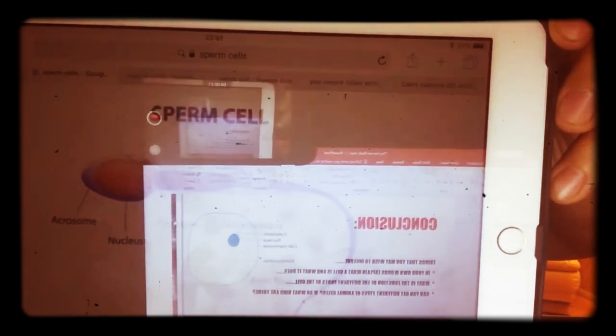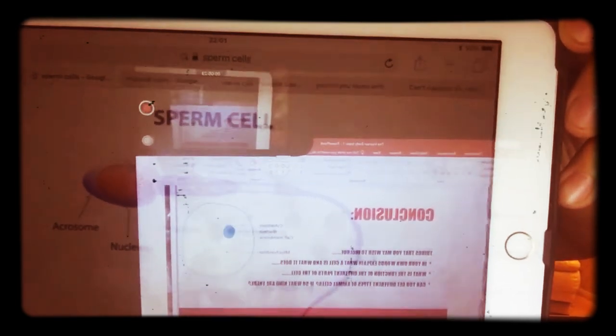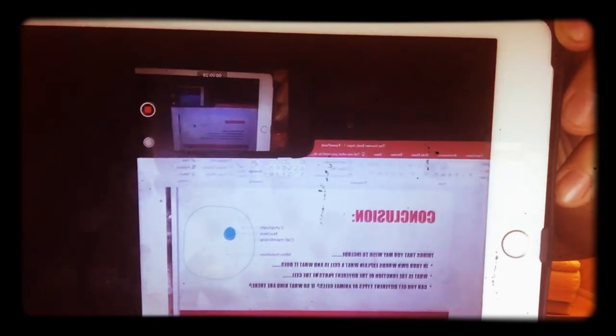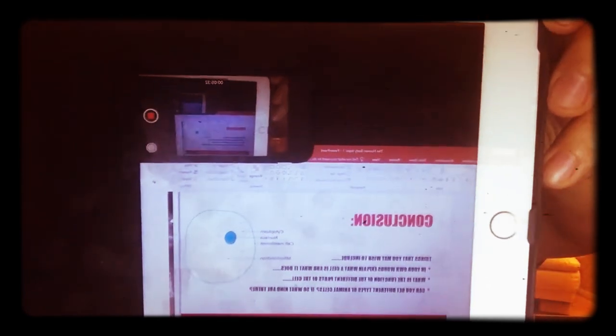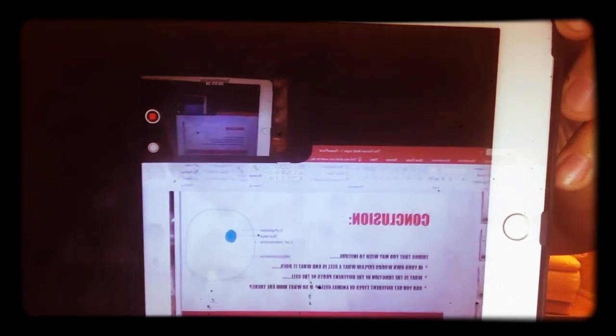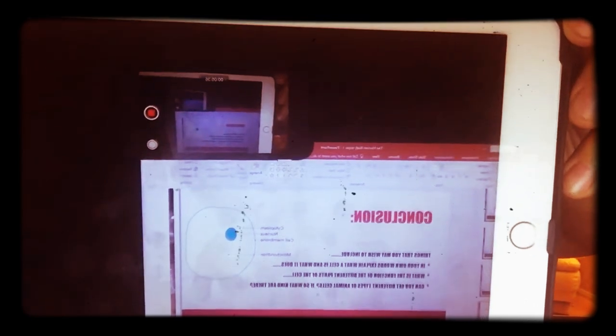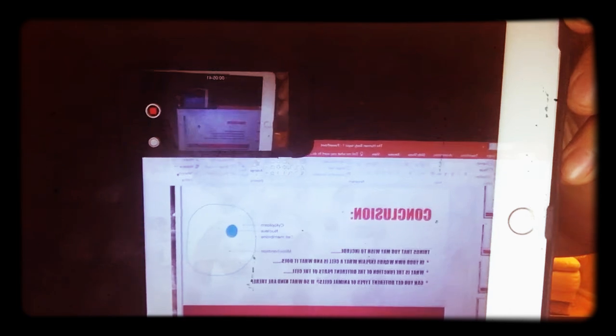You'll notice it's got a head section. Now in the head section it has chemicals that when it gets to the egg cell, it enables it to break down the outer layers of the egg, enabling that sperm to join with the egg cell. You'll notice it has a large nucleus, and as we know, nucleuses contain genetic material.